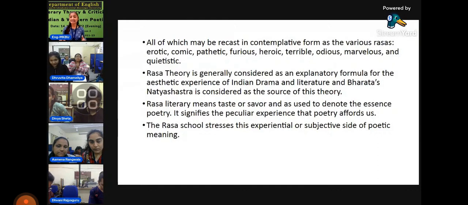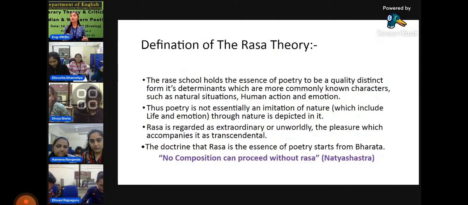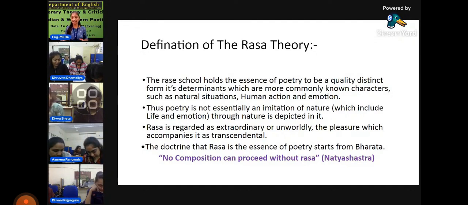The Ras school stresses the experiential and subjective side of poetic meaning. As for the definition of Ras theory, the Ras school held the essence of poetry to be a quality distinct from form, in the determinants, which are more commonly known as character, natural situation, human action, and emotions. The Ras theory also represents human characters in natural action, situation, and emotions. Thus, the theory is not essentially an imitation of nature, but also includes life and emotions through what is depicted.